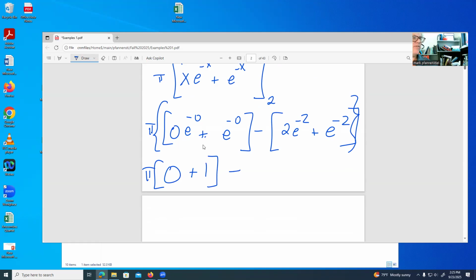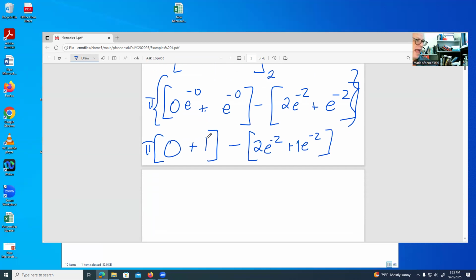Minus 2e to the negative 2 plus e to the negative 2. So we have 2e to the negative 2 plus 1e to the negative 2. Oh, that's going to be kind of nice. We're going to leave the pi outside for a little bit longer. So we have 1, minus 3e to the negative 2, all times pi. So this is going to be pi minus 3 pi e to the negative 2. That's the answer that I want.